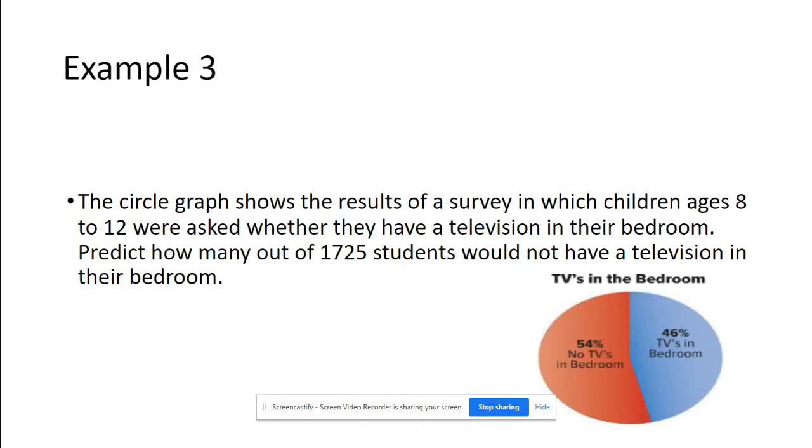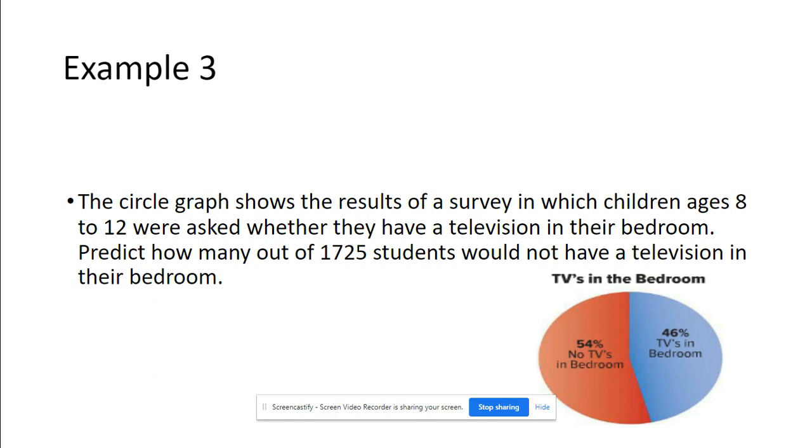Now we're going to take a look at a circle graph. And in this circle graph, this is the result of children ages 8 to 12. We're asked whether they have a television in their bedroom. And so we have 54% say that they do not have a TV in their bedroom, and 46% say that they do. So the question here says, predict how many of the 1,725 students would have a television in their bedroom. Two ways we could go about this problem.